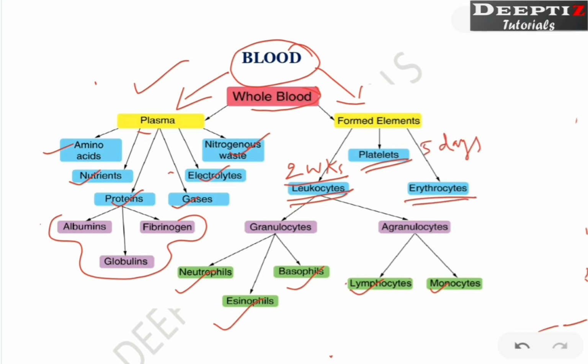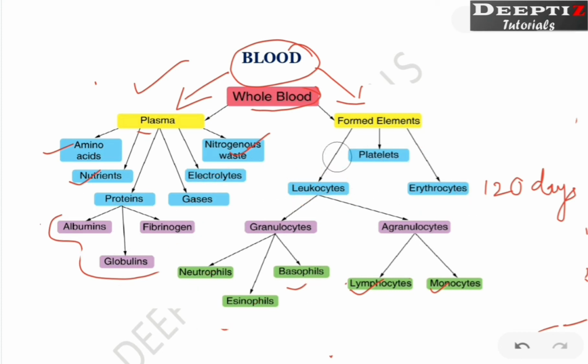And erythrocytes or RBC, the lifespan is 120 days. After every 120 days, they get destroyed. A new one keeps forming and the old one is replaced. So you have to study the function of platelet, leukocyte and erythrocyte. Another name also you have to learn. Lifespan also you have to learn. Understood?